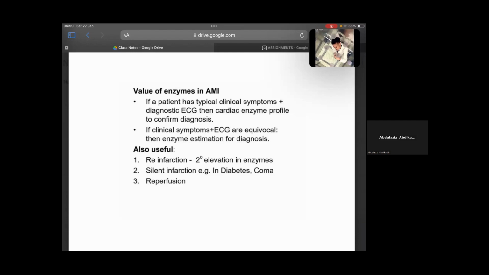Also useful in reinfarction. The second elevation, I told you there will be 2 peaks in a reinfarction. Reperfusion injury, the one covering pathology will also tell you of the reperfusion injuries.